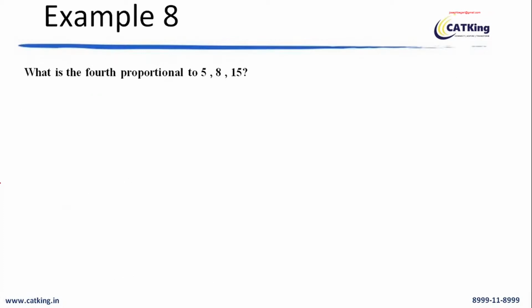Alright, so let's move on to the next example. This is a pretty simple example. What is the fourth proportion to 5, 8, 15? To find out the fourth proportion, we will assume the fourth proportion to be x. So the proportion becomes 5:8 :: 15:x.